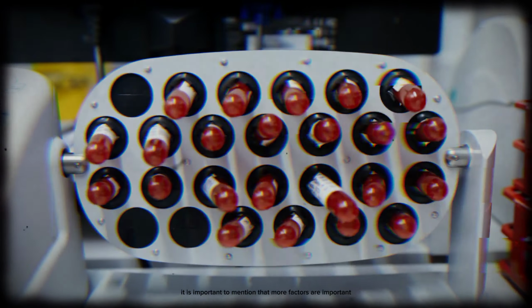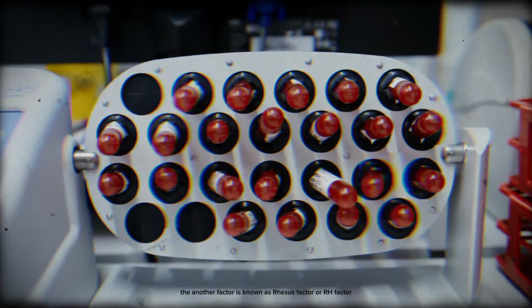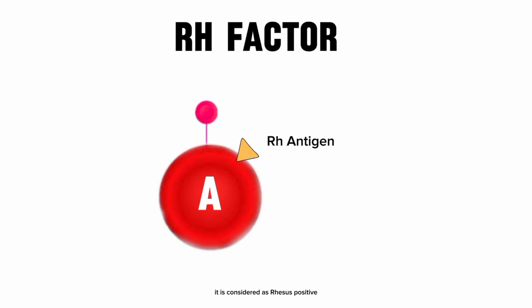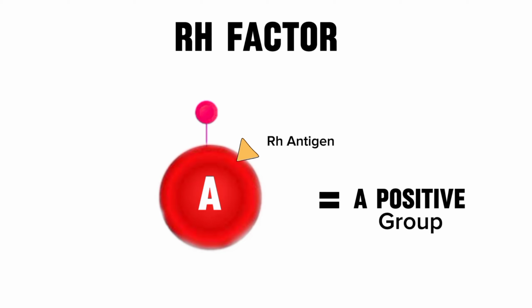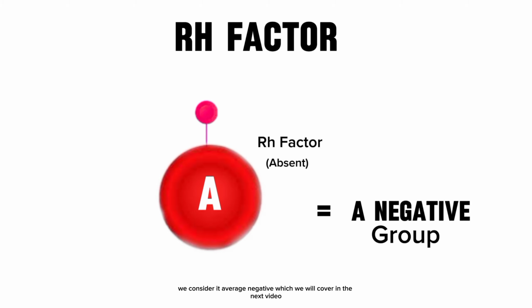It is important to mention that more factors are important considering blood transfusions. Another factor is known as rhesus factor or RH factor. If the RH antigen is present on the surface of the red blood cell, it is considered as rhesus positive. If this factor is absent, we consider it RH negative, which we will cover in the next video.